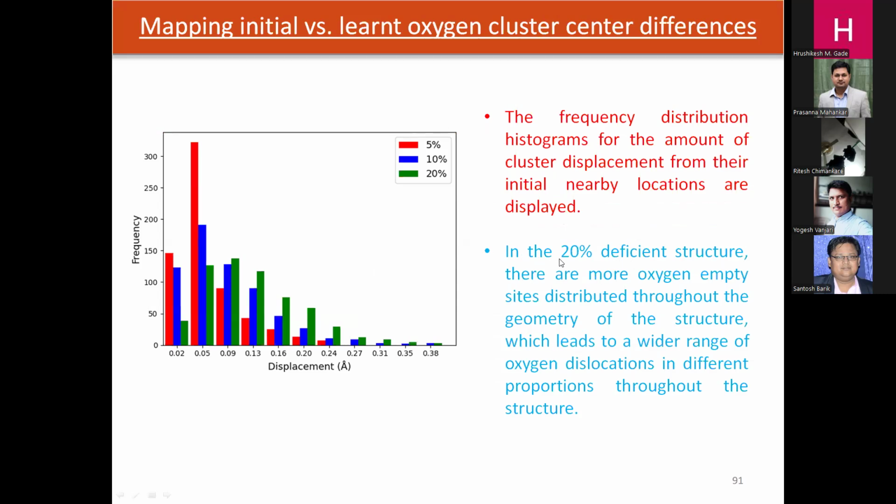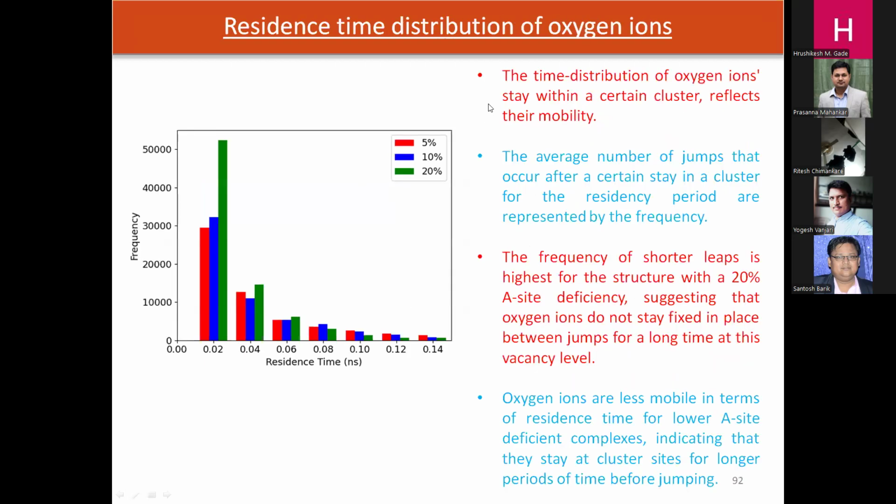So if you look at the particular graph, in the 20% vacancy structure, there are more oxygen empty sites distributed throughout the structure, which leads to a wider range of oxygen dislocations in different proportions. So if you look at this particular graph, for 20%, it's a very high structure as the length increases, while for the smaller 5%, it was higher for the lower displacement. That's an observation. Okay, then residence time distribution of oxygen ions.